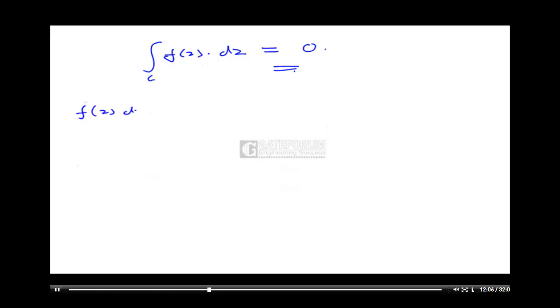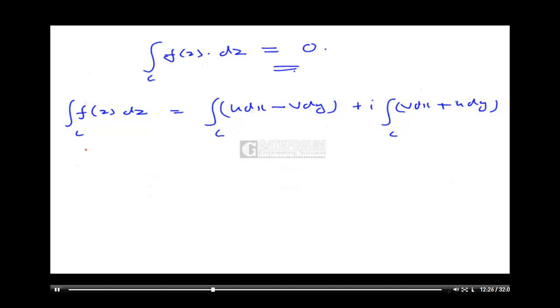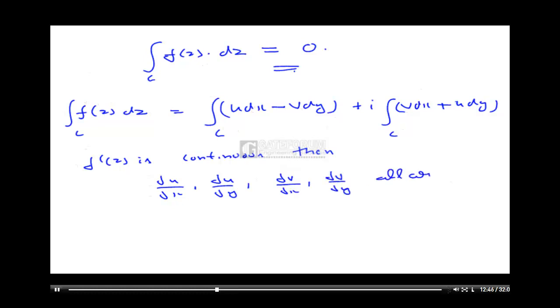See, f(z) dz, I can write it like this: (u dx minus v dy) plus i times (v dx plus u dy). Since f'(z) is continuous, all of del u by del x, del u by del y, del v by del x and del v by del y are continuous. Now apply Green's theorem.